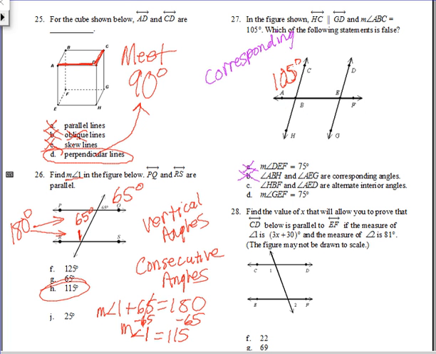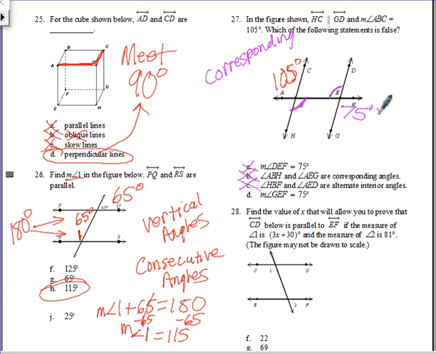HBF. So I have HBF and I have AED. They're both on the inside and they're both on opposite sides, so they're alternate interior angles. So C cannot be right either. Okay, so by process of elimination, we know that it has to be 75, but let's prove it.